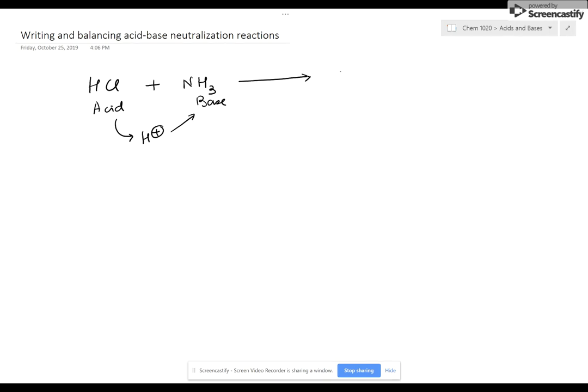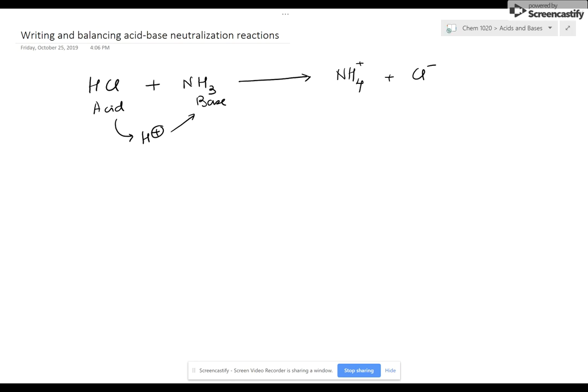So all you've got to do is simply write the NH3, add the proton to the NH3, which gives you NH4. And since the proton comes with a positive charge, you add a little positive charge on top. And then you write the conjugate base of the acid, which is basically HCl without the H plus, which is Cl minus. So there's your acid-base neutralization reaction.